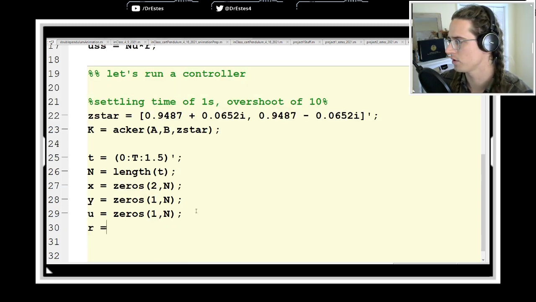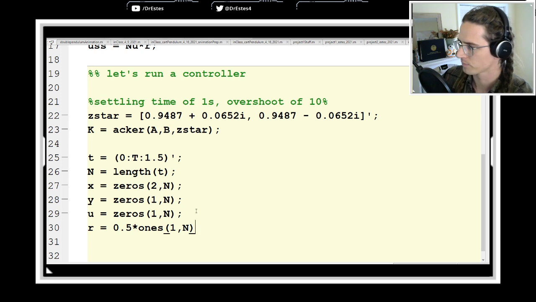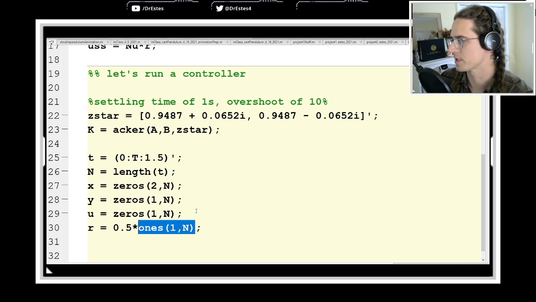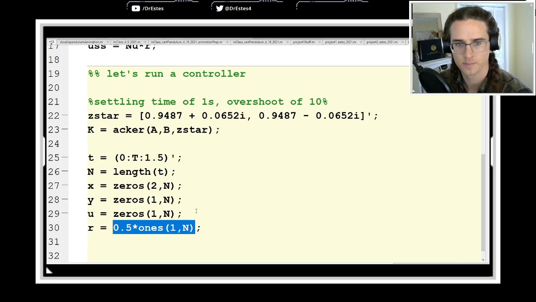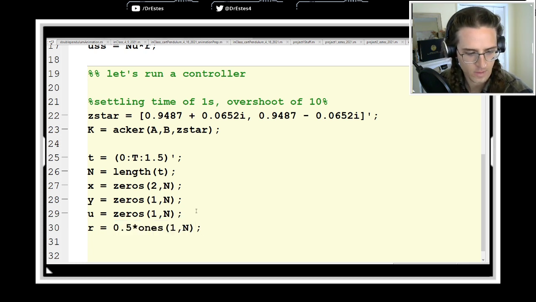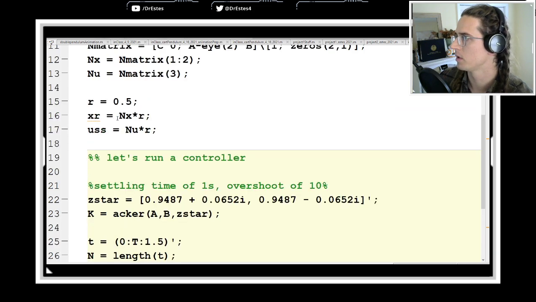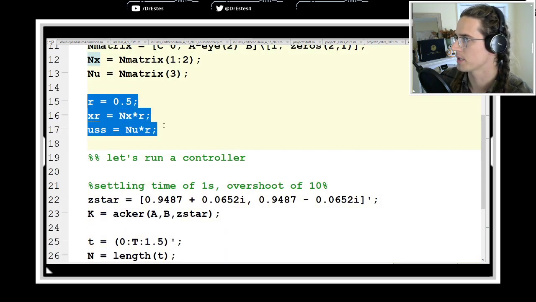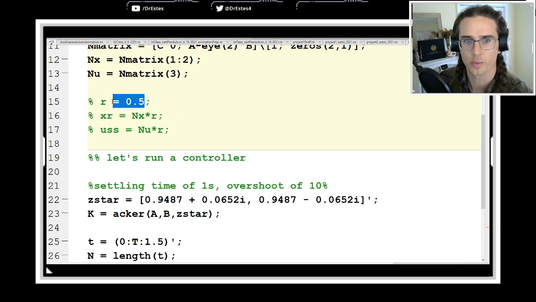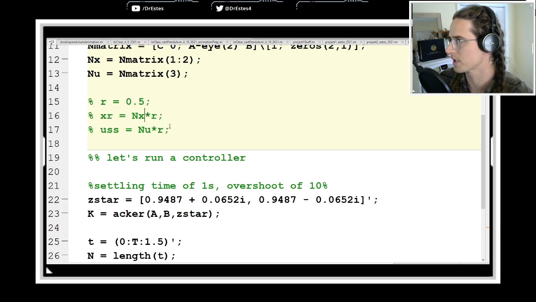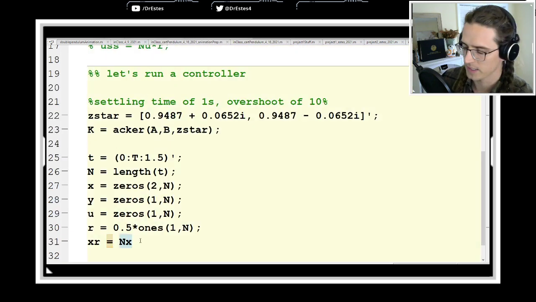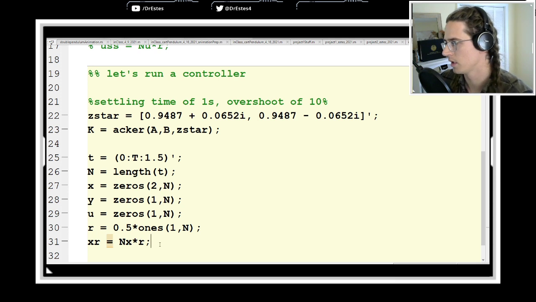I'm gonna have a reference signal. So we just wanna move the mass to a reference position of 0.5. So this reference is just gonna be 0.5 all the time. Okay. And then just like this, I can define what my reference states are gonna be. Because I can take nx, which we got up above. Actually, I'm gonna comment these out, because I'm redefining my reference to be a vector down below. So I'm just gonna get rid of this. So I'm gonna take nx times r. This will give me all my reference states.